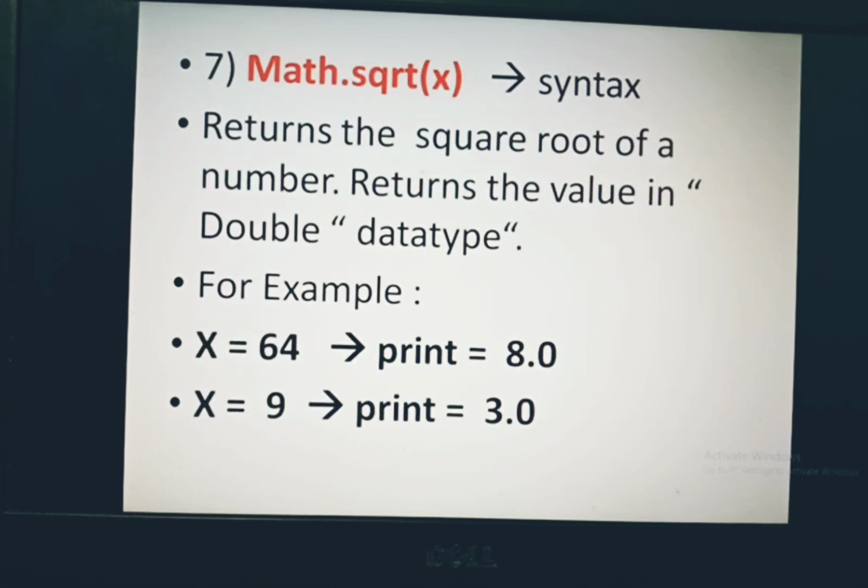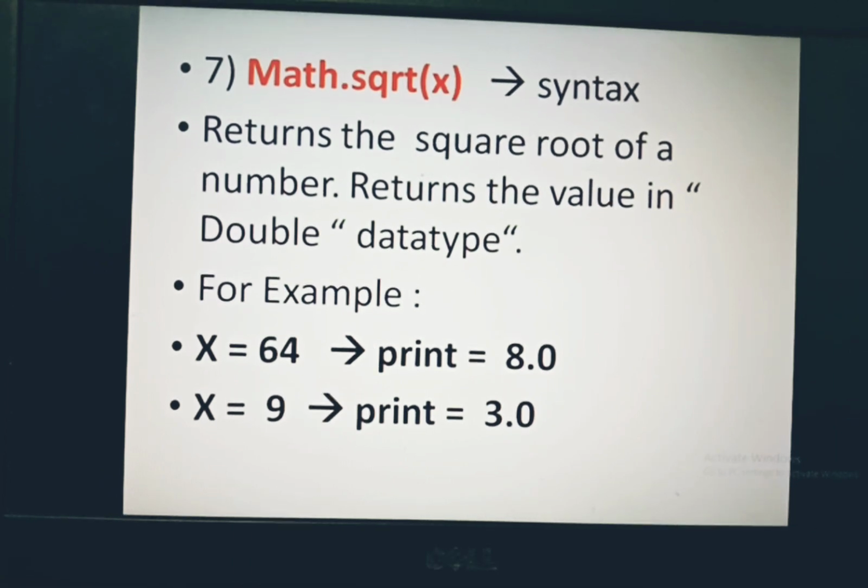Our next function is Math.sqrt. This is the syntax Math.sqrt, and in the place of x you can input any value of your choice. This function returns the square root of a number, and it always returns the output in double data type. For example, if the value of x is 64, then it will print 8.0. Here you can see that 64 is integer data type, but the output that we got is of double data type, that is 8.0. So it returns the square root of a number, but always in double data type. If the value of x is 9, then it will print 3.0.